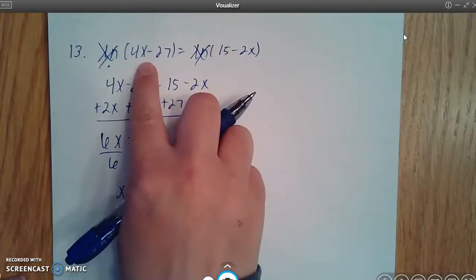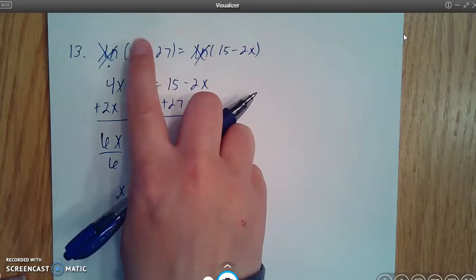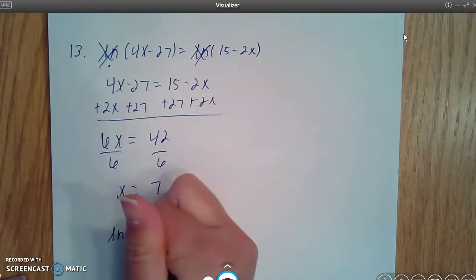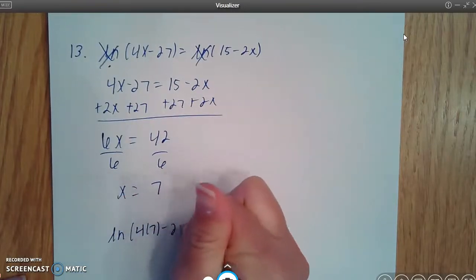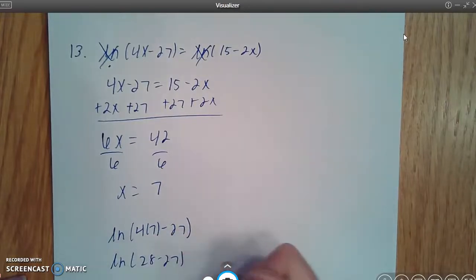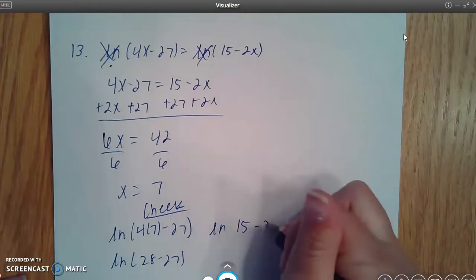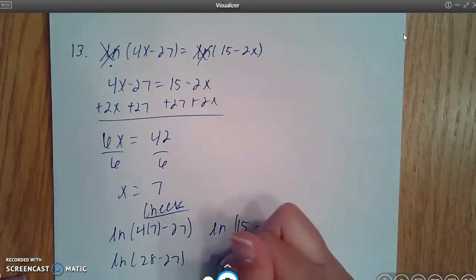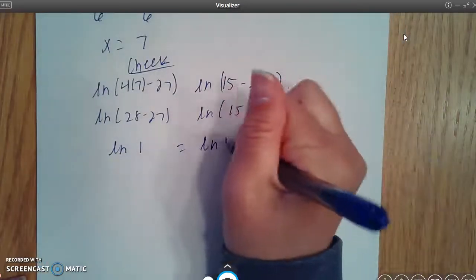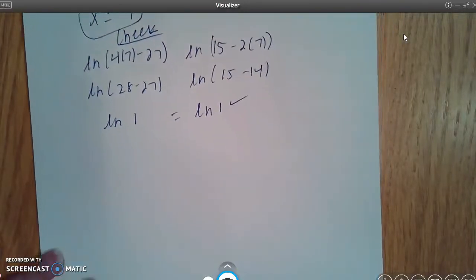Now you need to plug this 7 back in up here to make sure that the left side and the right side are equal to each other, but you also need to make sure that your natural log is of a positive number. So if you were to plug back in 7, you get natural log of 4 times 7 minus 27. And you get 28 minus 27, and you get natural log of 1. So if I check the other side, you get the natural log of 15 minus 2 times 7. You get natural log of 15 minus 14. So you get natural log of 1 equals natural log of 1. So it means your final answer was, in fact, 7.